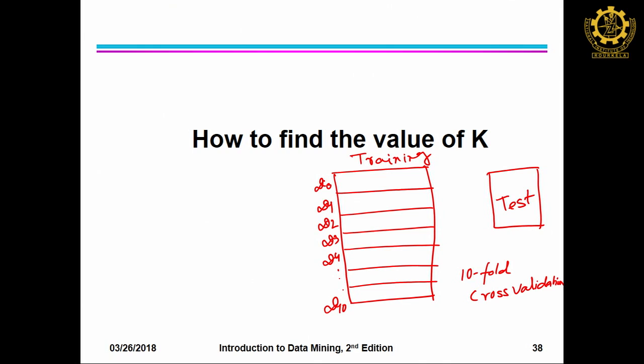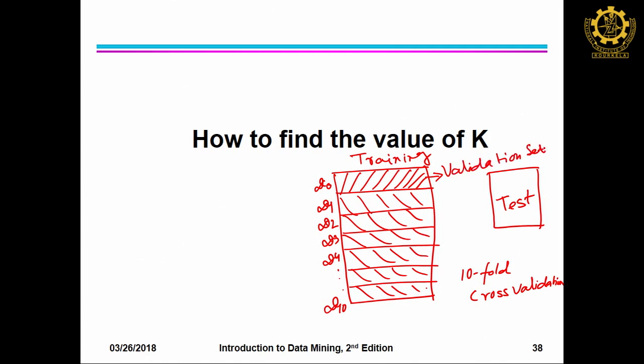Now, this D0 will be considered as the test set, and all the others, D1, D2, D3 and so on, will be considered as the training sample. This is already a training sample, but to distinguish the name from the test set, we call it the validation set. So in summary, D0 is the validation set, and the entire training data set is, let us say, T. So T minus D0 is actually the training set.